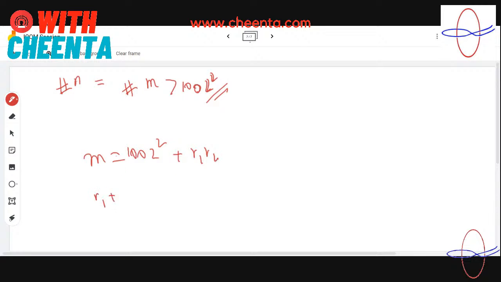Now R1 plus R2 is what? 1002, right? So can you find an upper bound of R1 R2? Because that will give an upper bound of M, right? Find an upper bound of R1 R2. It's very simple, guys. All of you know it.